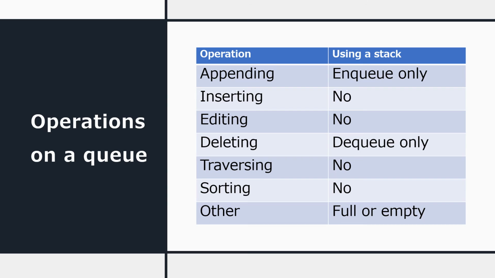So let's just summarize. Here are my list of operations that we can do with data structures. And really, there are only 2 we can do with a queue, enqueue and dequeue. However, we could also write some additional functions to check if the queue is full up or empty. We'll look at those in a couple of minutes.